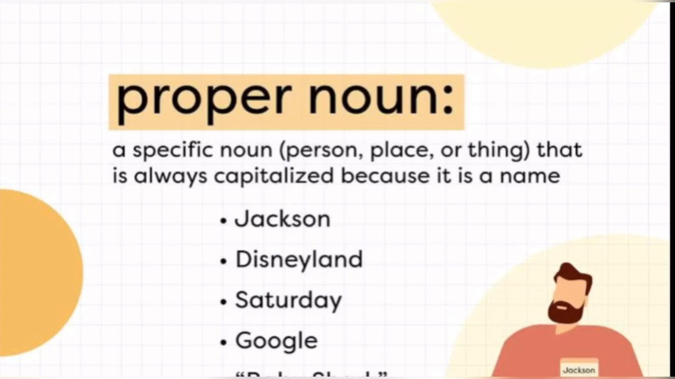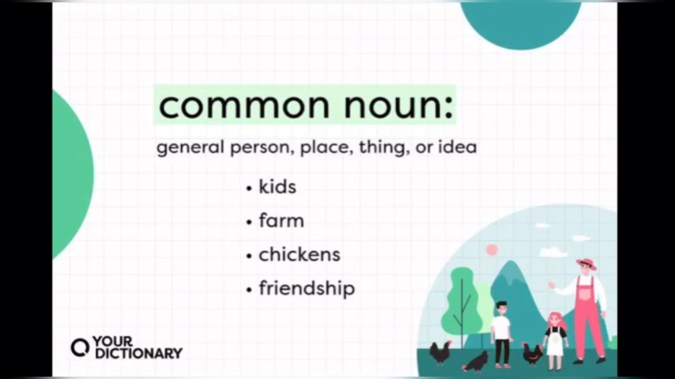As you know, a proper noun is the name of a specific person, specific thing, or specific place. Name of a specific person like Jackson, like Ali, like Hamid, and name of a specific place like Disneyland, and name of a specific day like Saturday, and thing like Google. Google is just a search engine. Every search engine is not a Google, but every Google is a search engine. So Google here is a proper noun, and I will try to make it more clear. Common noun is a general person, general place, or general thing, or general idea.